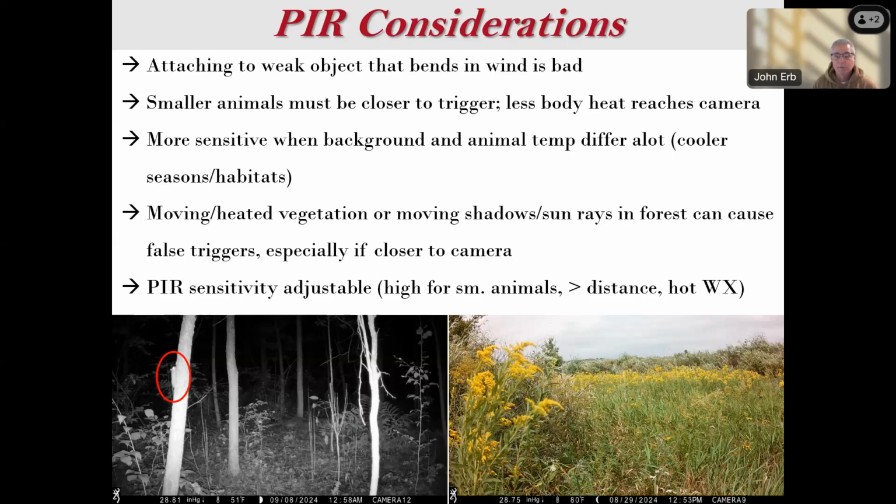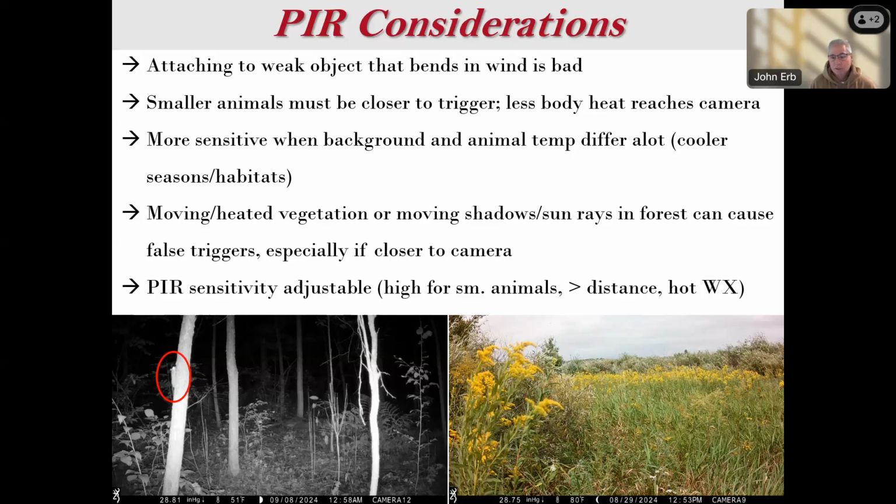The other thing is that smaller animals generally have to be closer to the camera to trigger it. They are going to have less infrared radiation reaching the camera. So a big deer could be farther out and still trigger the camera. A small mouse like you see climbing that tree would need to be closer before it would trigger the camera. So if you're looking to monitor little weasels or big deer, this can influence how you might want to program your camera as far as the sensitivity.